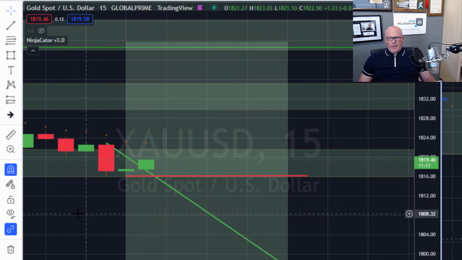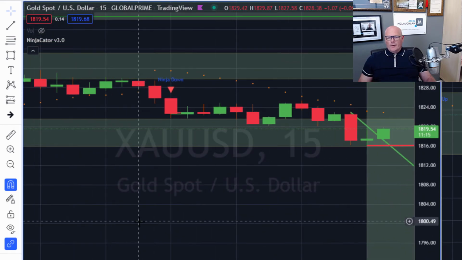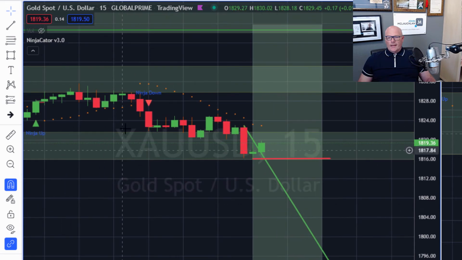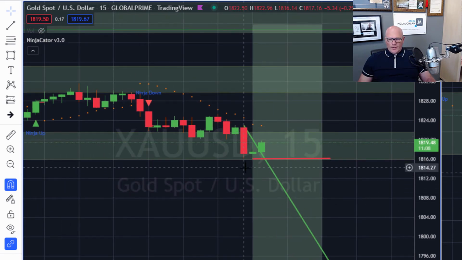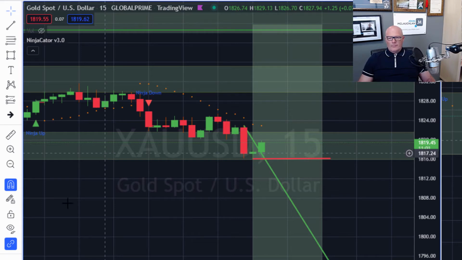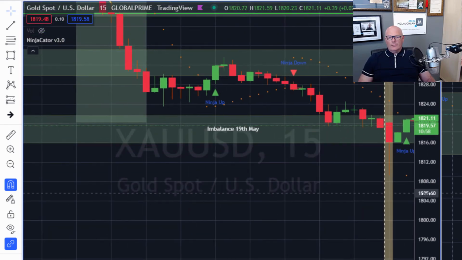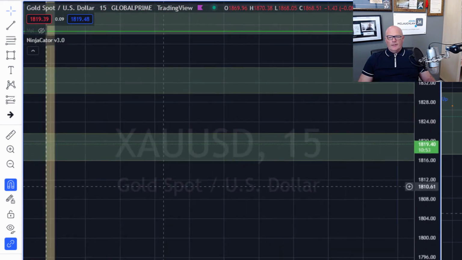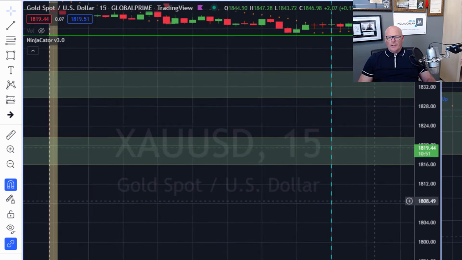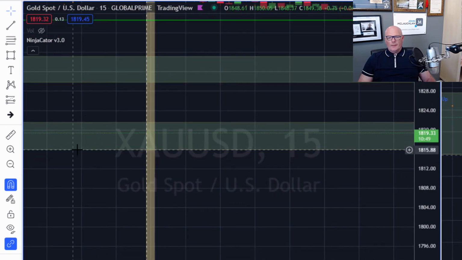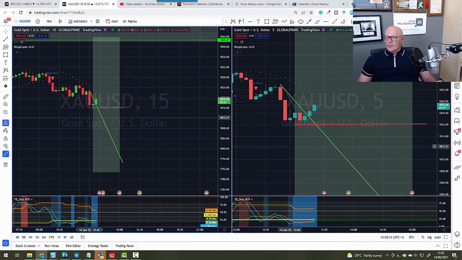The other thing to look at on the 15-minute from yesterday was this area here. This was an area of imbalance, and as you can see, it touched just here. So this area of imbalance has now been taken out, so we're just going to remove that. And that was imbalance from the 19th of May. So when does imbalance get taken out? Well, nobody really knows, but that was the 19th of May. So we're still waiting for price to go above, to hit this parabolic SAR.